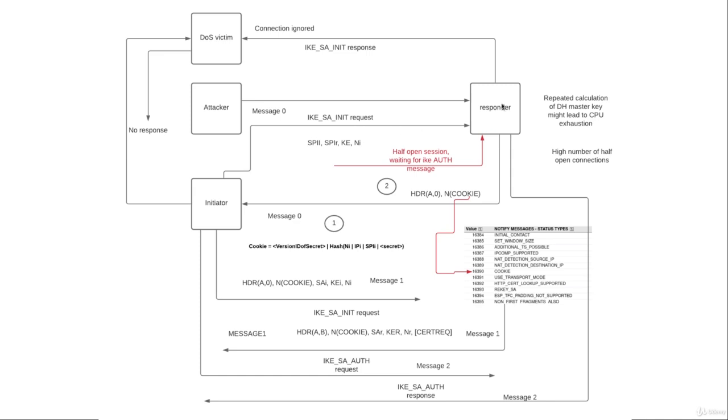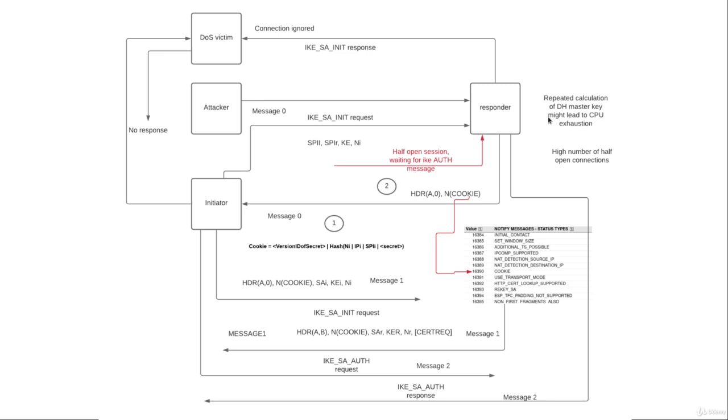However, malicious attackers can use this against IKE version 2 in one of two ways. The first way is sending a large number of IKE init messages to a VPN gateway. This can be from a spoofed source address that doesn't exist.